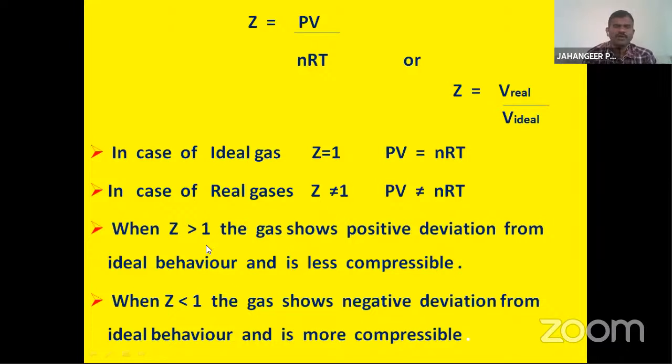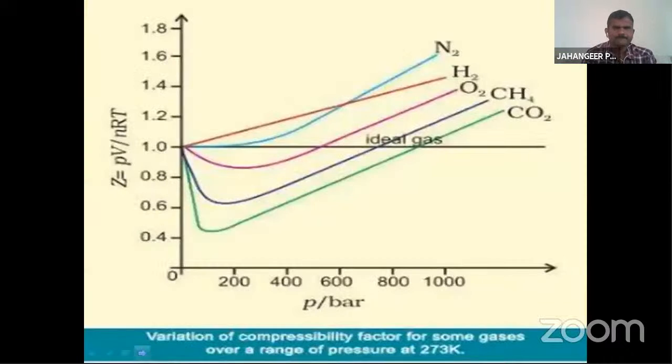The deviation of real gases from ideal behavior, when Z is greater than 1 and Z is less than 1, can be clearly explained with the help of a graph. See students, on the y-axis the compressibility factor Z equals PV upon nRT is taken, and on the x-axis pressure is taken. If the graph is plotted between these two factors, different curves are obtained for different gases.